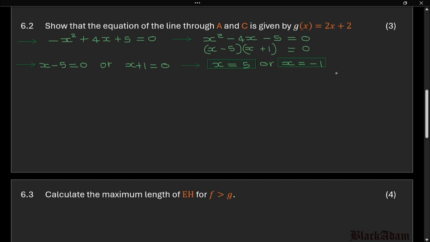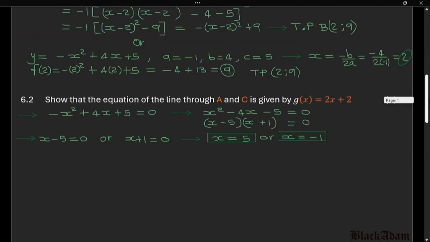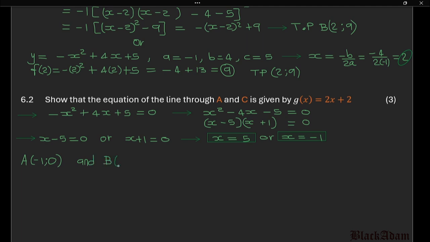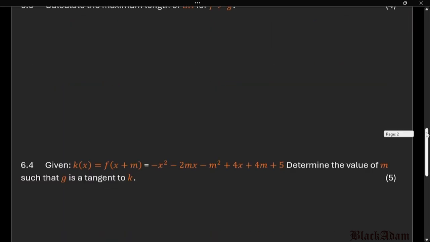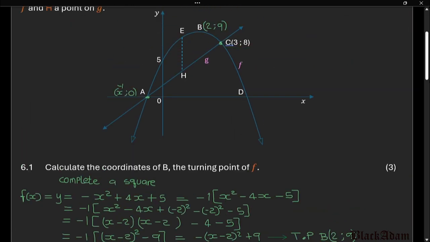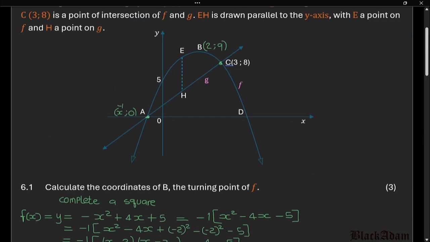And then from there that's -1 there, and then A is -1, 0, and we have C there. B, actually is it B or C? C. So we have C there as (3, 8). So x is 3, y is 8. So we need to find our gradient.